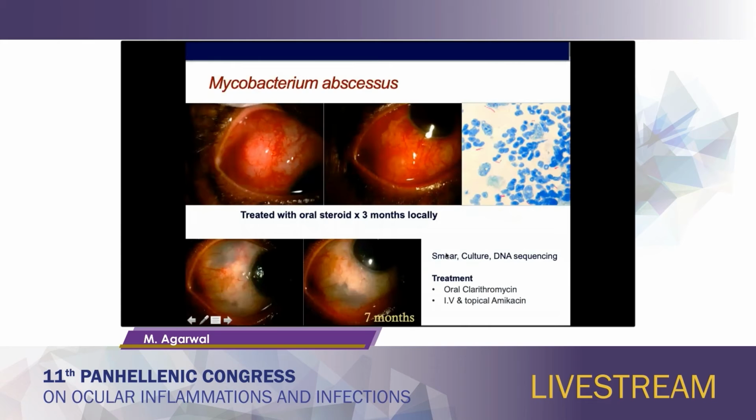And Mycobacterium abscessus, this is one of my recent cases where the patient was treated with oral steroids for 3 months, but the nodular swelling did not regress. And the scleral biopsy picked up, again, Mycobacterium abscessus. And after 7 months on clarithromycin, IV and topical amikacin, complete healing was seen.